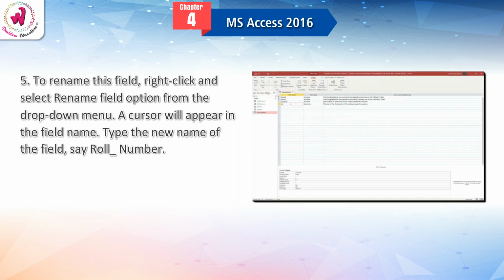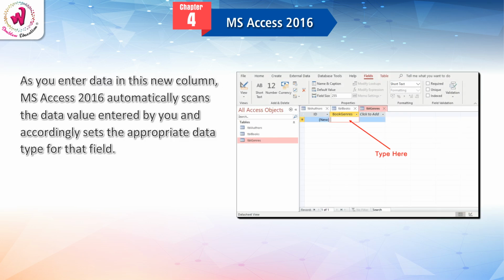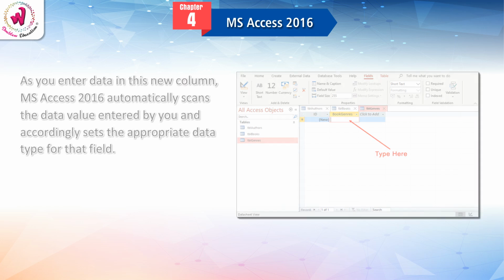4. To rename this field, right-click and select Rename Field option from the drop-down menu. A cursor will appear in the field name. Type the new name of the field, say roll number. As you enter data in this new column, MS Access 2016 automatically scans the data value entered by you and accordingly sets the appropriate data type for that field.